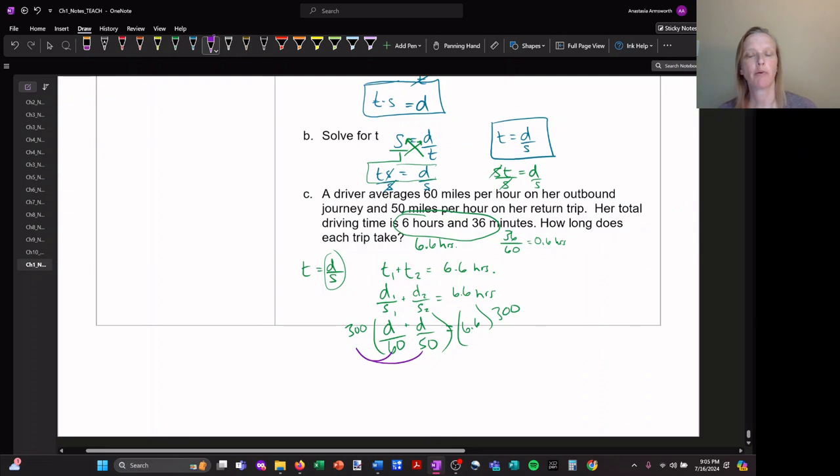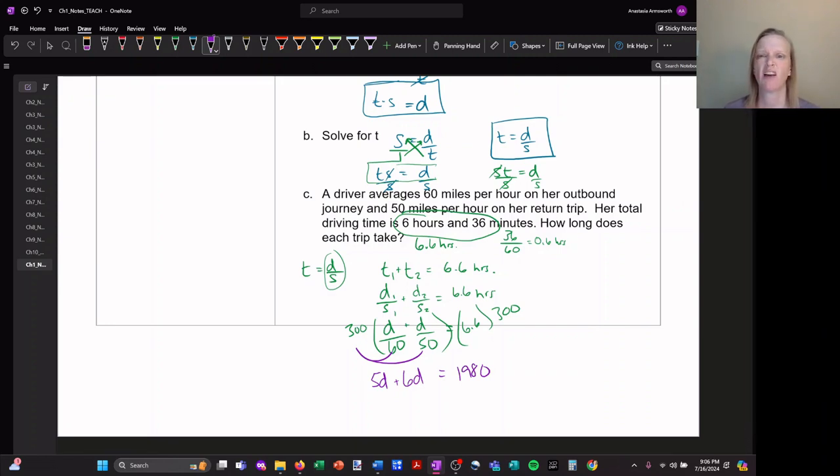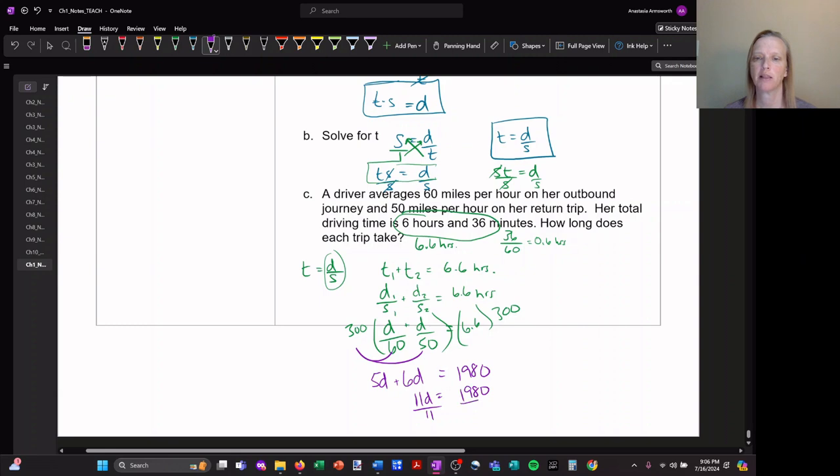Multiplying both sides of the equation by 300, using the distributive property, 300 times d divided by 60 is 5d, and 300 times d divided by 50 is 6d, and 6.6 times 300 is 1,980. This is a much more straightforward problem to solve than having those big fractions. So 5d plus 6d is 11d, which is 1,980. Divide both sides by 11, and you get d equals 180 miles.